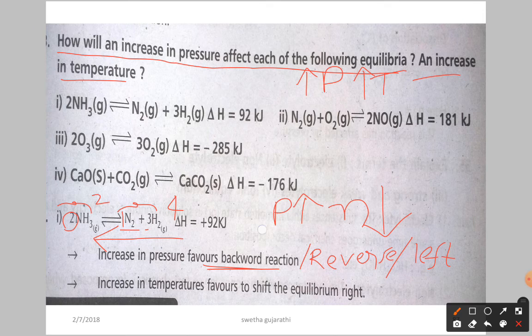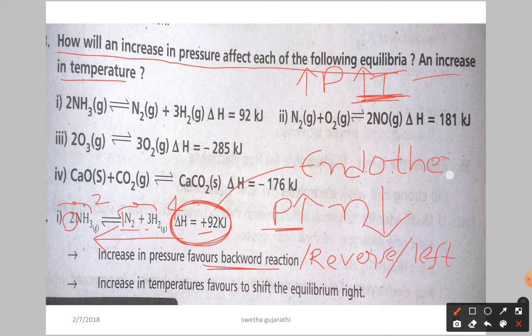Okay, the pressure effect is over. Now let us see the temperature effect. Here we have an increase in temperature. For that you have to see the delta H symbol. Here delta H is positive, which indicates an endothermic reaction. An endothermic reaction needs heat, so it is a plus point. We need the temperature and we are going to increase it. So if we increase the temperature, the reaction shifts towards the forward direction, or towards the right. So an increase in temperature favors shifting the equilibrium to the right, or forward direction.